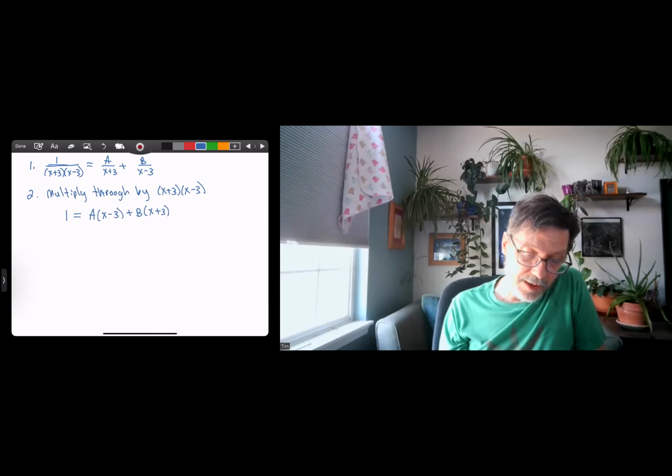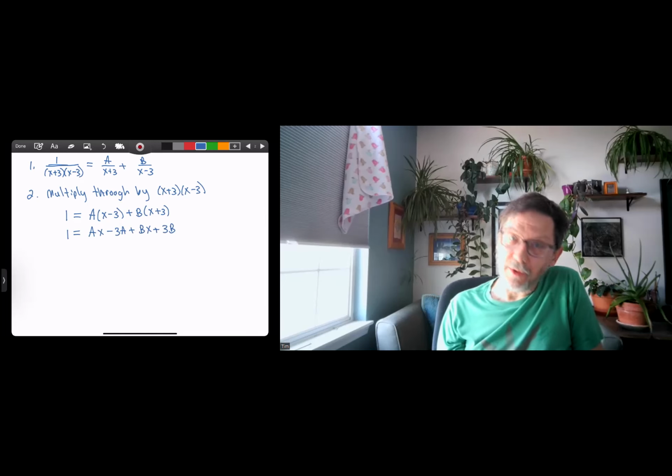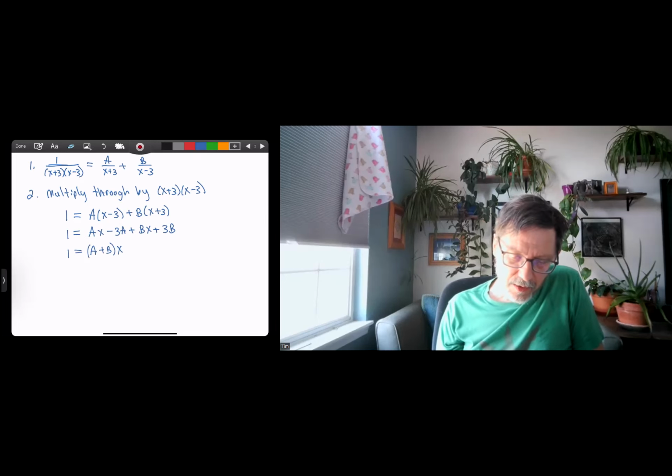And so then we've got 1 equals a x minus 3a, so I'm going to simplify this down now and multiply out the right-hand side: ax minus 3a plus bx plus 3b. And let's group together like terms now. So this is actually 1 equals a plus b times x, plus, and then the constant terms are going to be 3b minus 3a.